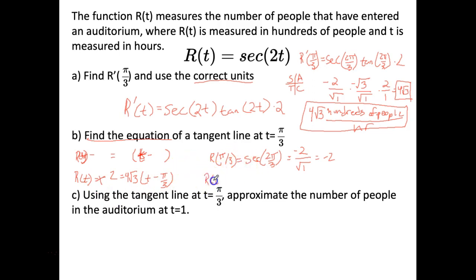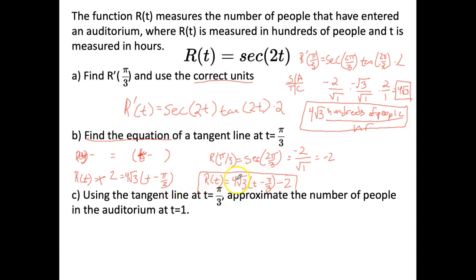R of t is equal to 4 square root of 3 times t minus pi over 3, minus 2. Okay, that is the equation of my tangent line. Now that is just an approximation, right? It's going to find values.